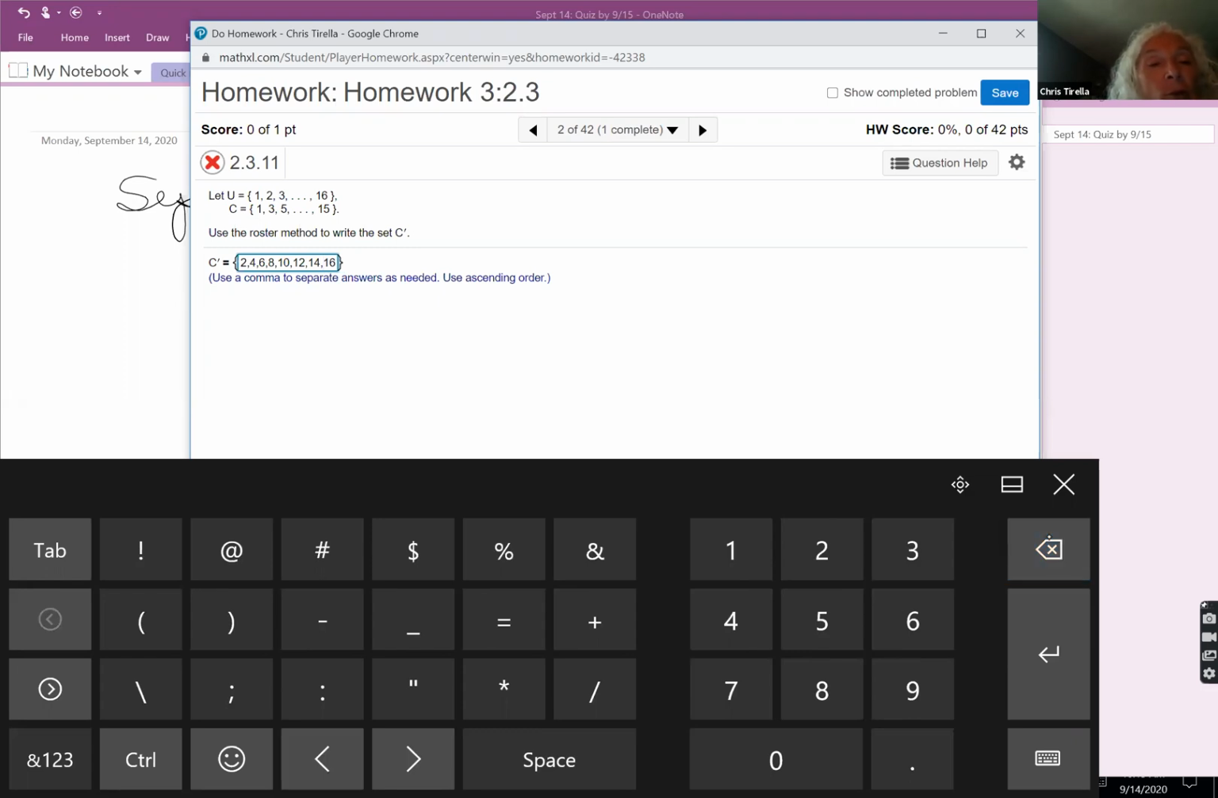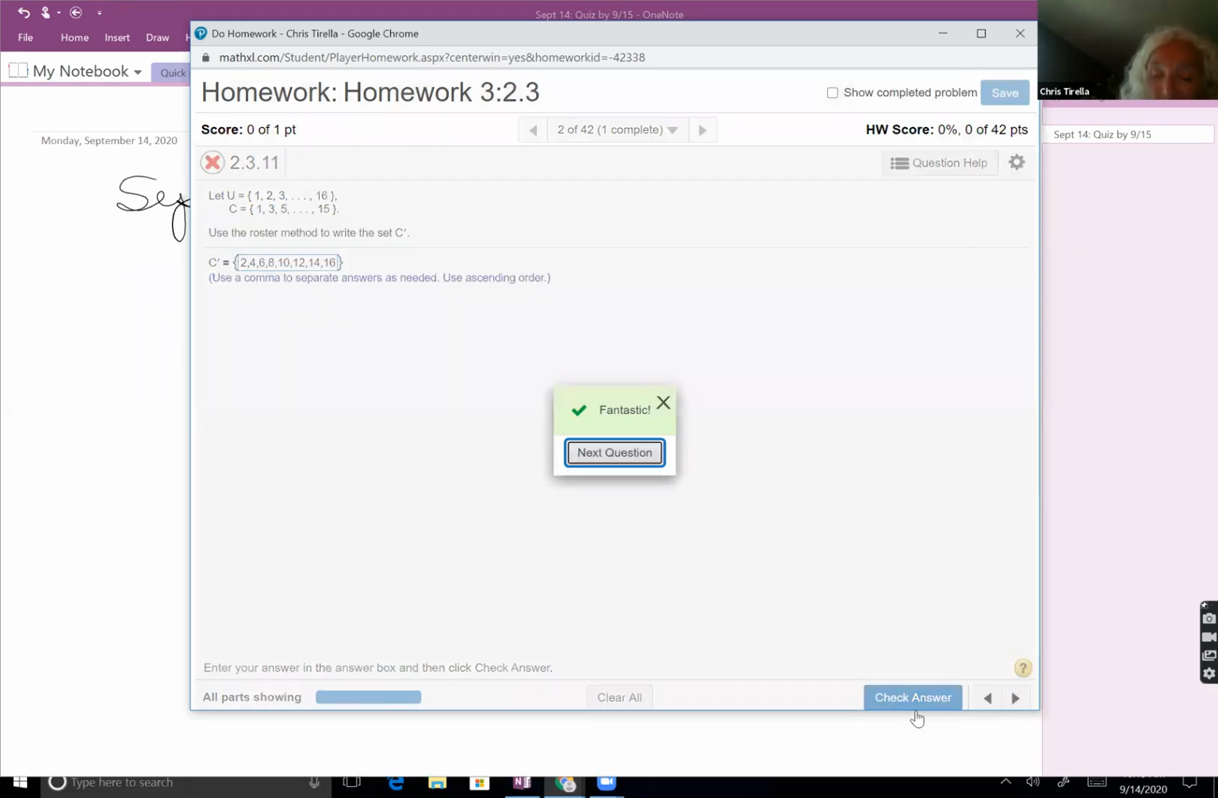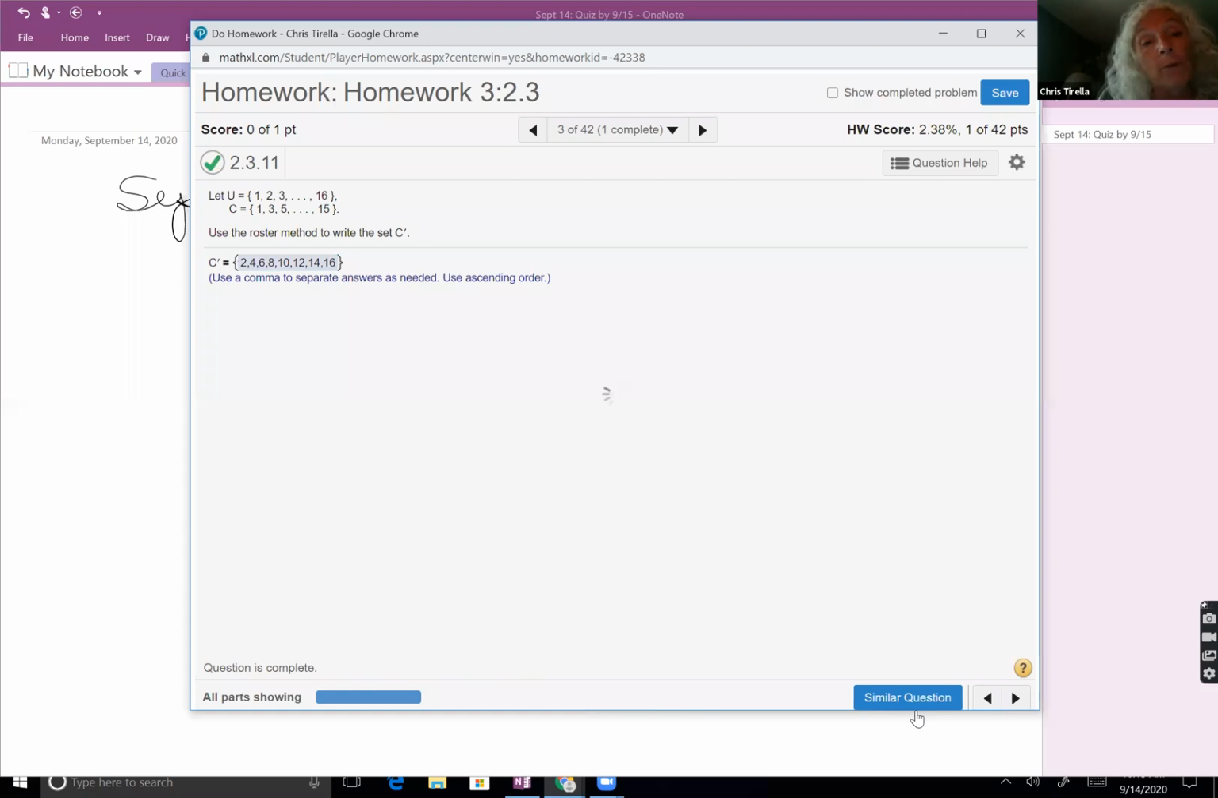Do I have them all: 2, 4, 6, 8, 10, 12, 14, 16? You think we got it right this time? Yes. So the complement of the set is everything that's in the universal set that's not in the original set. And so because my original set was this time the odd numbers, the complement would be the even numbers. Okay?